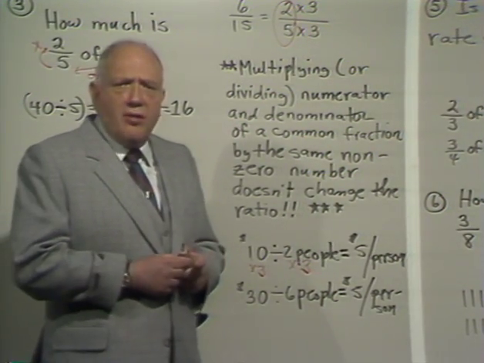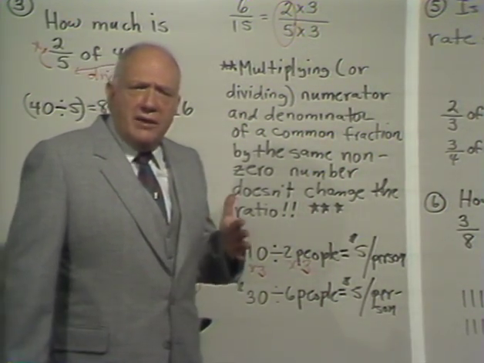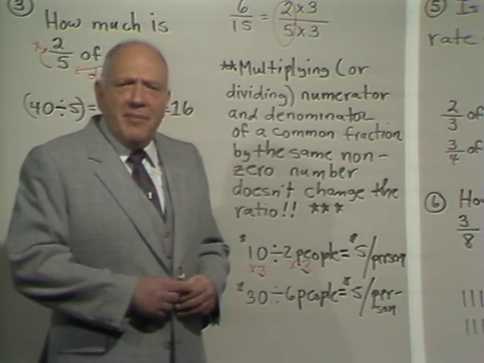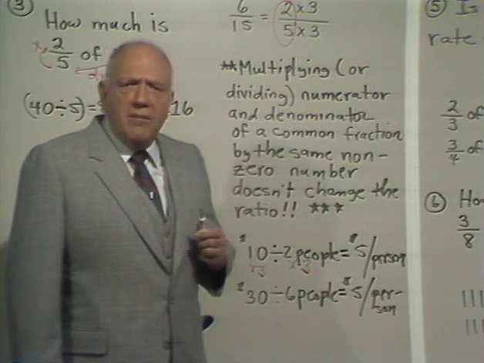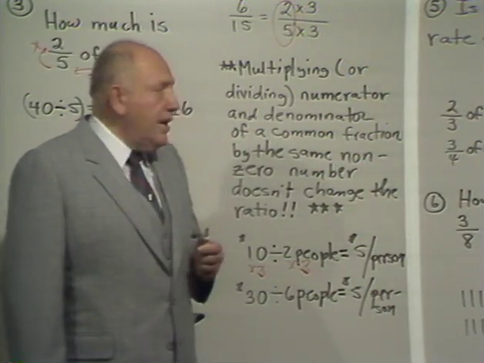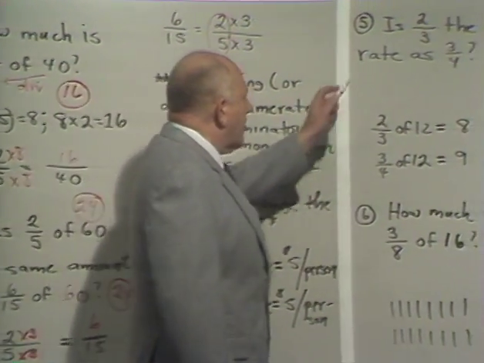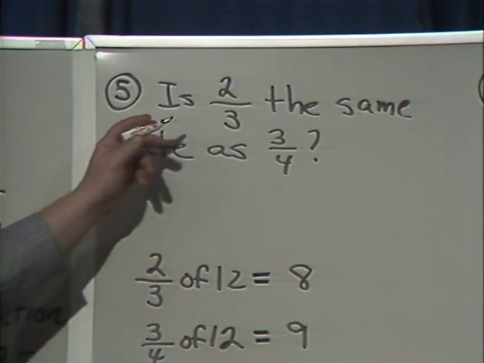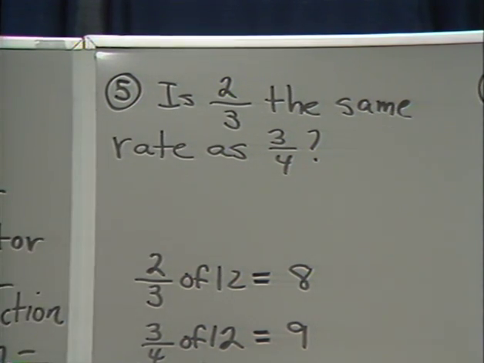But for heaven's sakes, don't say, well, if I do the same thing to the numerator and I do the same thing to the denominator, obviously I'm going to get the same answer. No, it has to be multiplication or division. And to show you this more dramatically, let's do the next problem. Is 2 over 3 the same rate as 3 over 4? In other words, is 2/3 the same rate as 3/4?